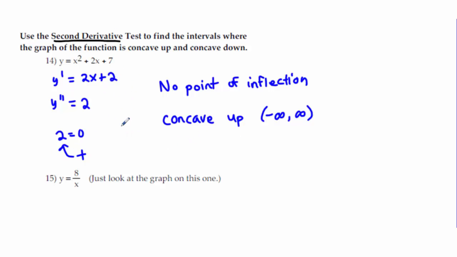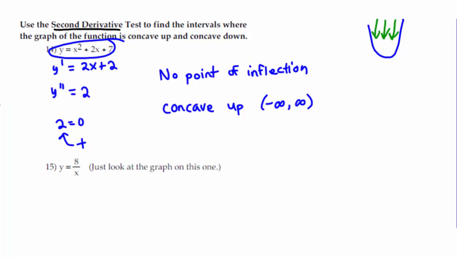If we weren't sure, if we got to 2 equals 0 and then couldn't remember what to do, if I graph this, this is a parabola that opens up. Concave up, remember, is where it will hold water. If I pour water into this parabola, it's like a cup and will hold that water. So it's concave up the whole time.